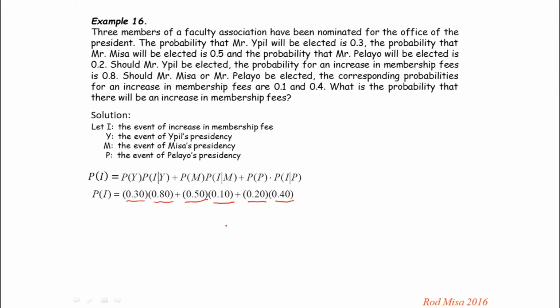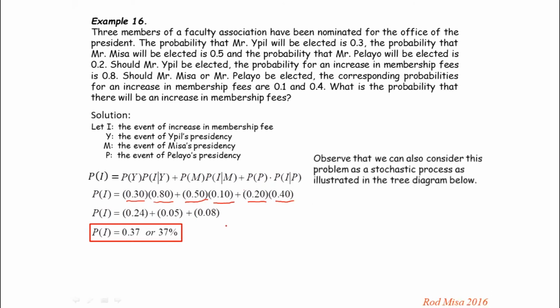So multiplying these probabilities, 30% times 80%, that's 24%, added to the product of 50% and 10%, which is 5%, also added to the product of 20% and 40%, which is 8%. So the total probability that there will be an increase in membership fee is 37%. Or in other words, there is a probability of 37% in increasing the membership fees of this faculty association.